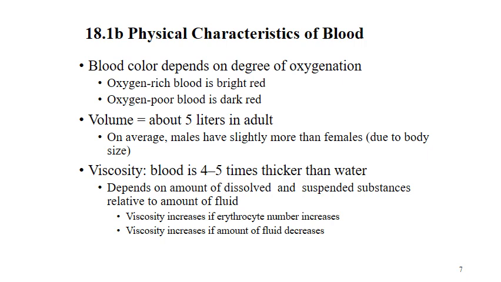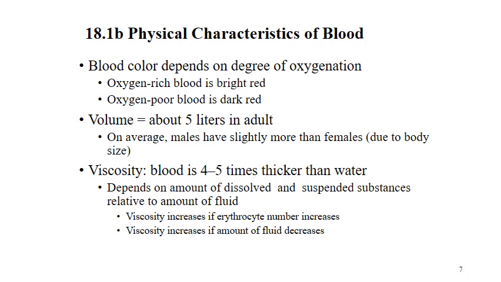All right, some physical characteristics. Blood color depends basically on oxygenation. So if you see blood that's super bright, it's going to have a lot of oxygen, and if it's dark, it's going to be poorly oxygenated. And the volume is about 5 liters in adults. Males have slightly more than females just because they're bigger than us.